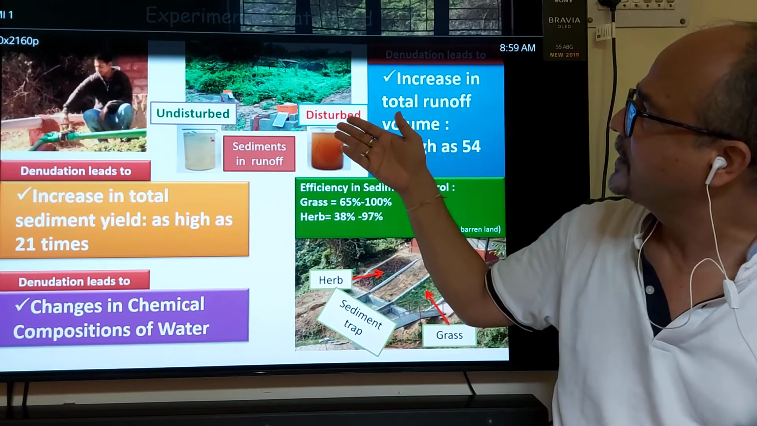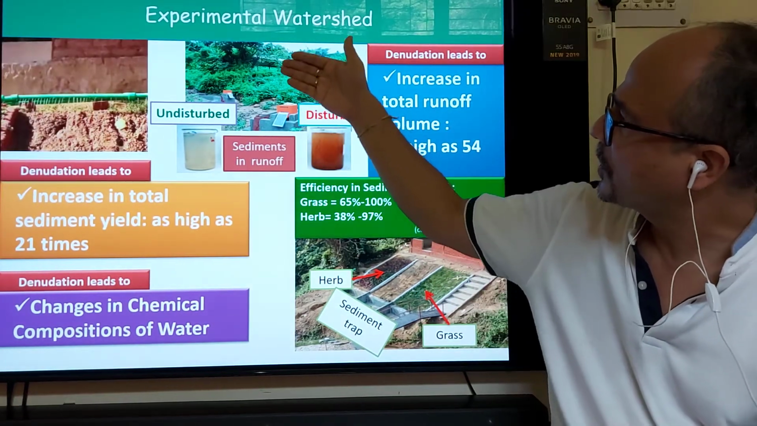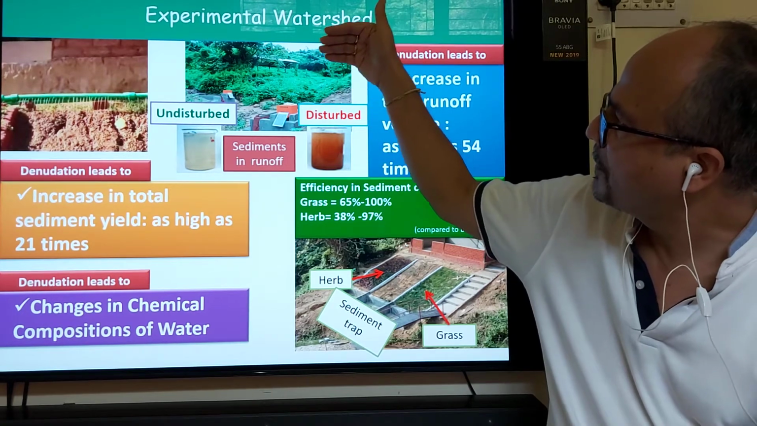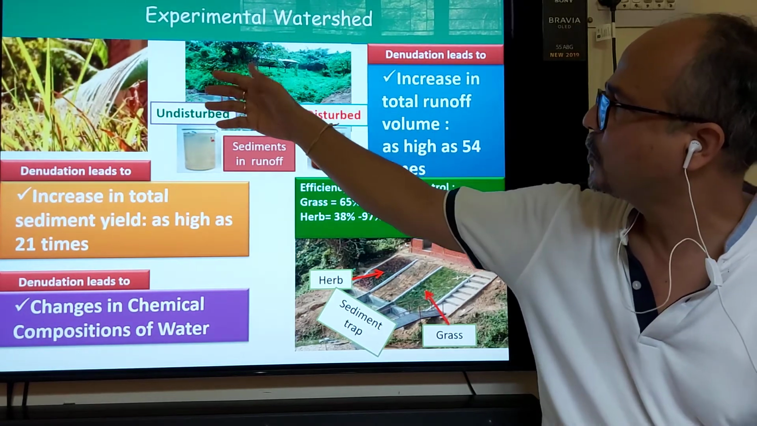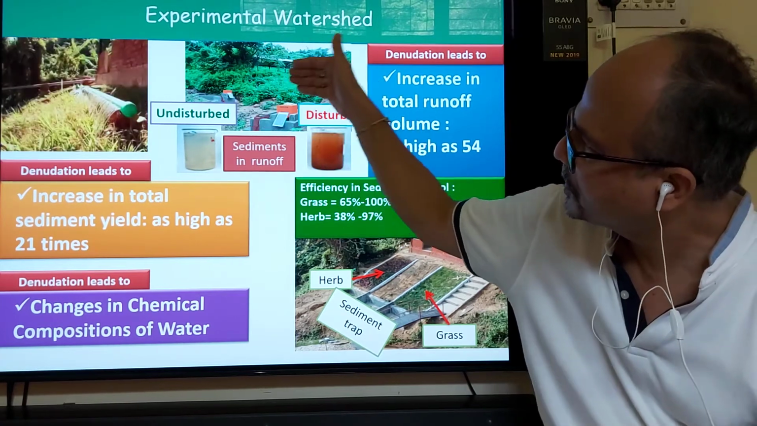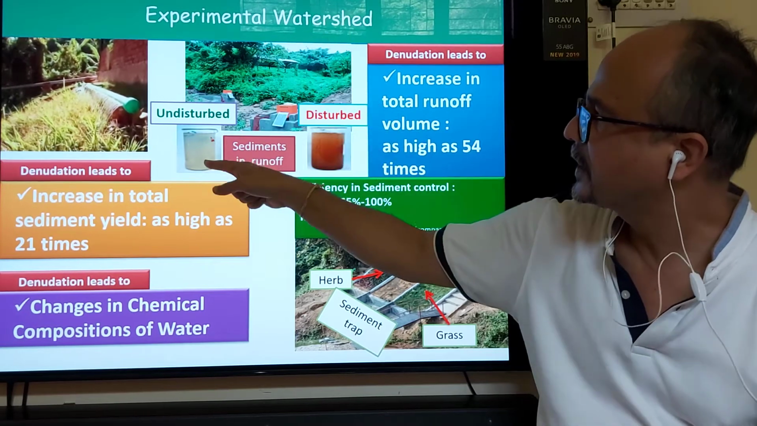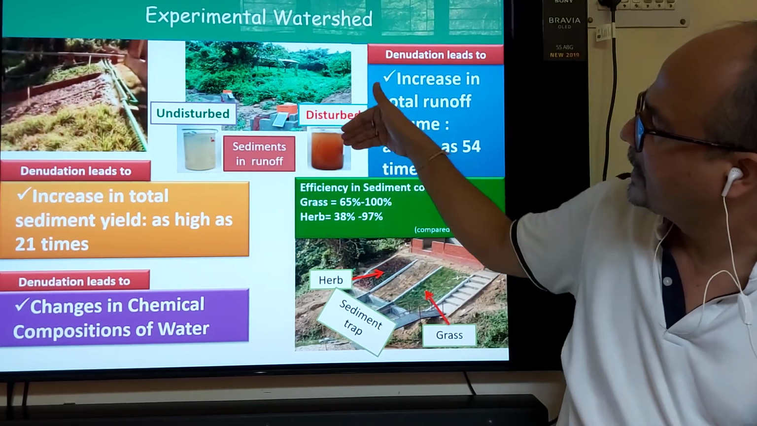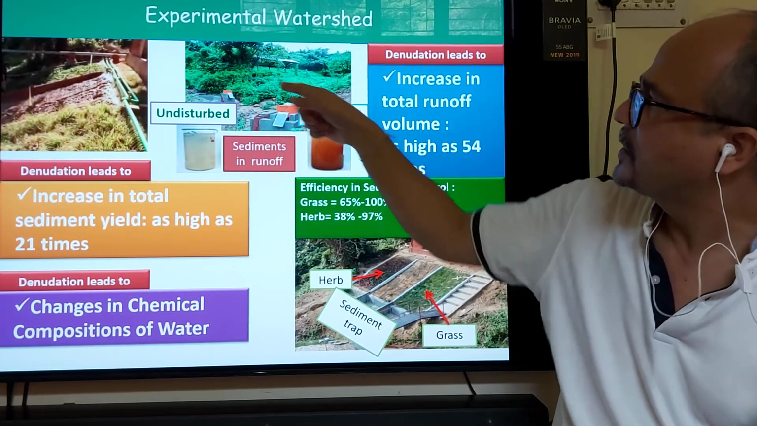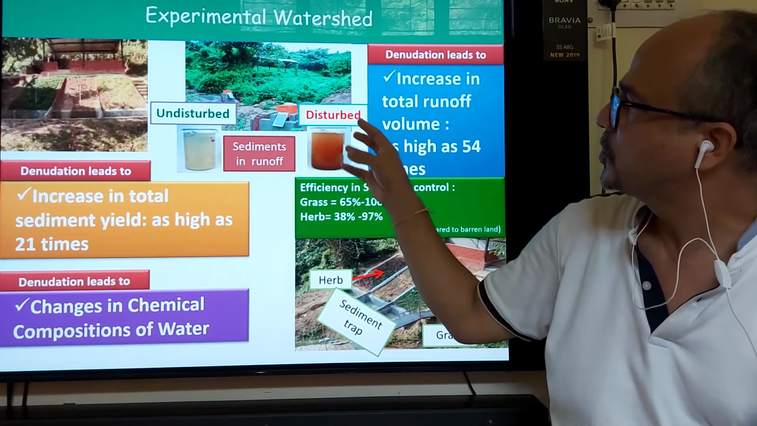As you can see, this is one vegetated watershed where we are maintaining the vegetation, and nearby another watershed we devastated. You can see that from the vegetated watershed, which is undisturbed, though there is a house, with covered vegetation, clean water is coming. But here it is a disturbed watershed, with very highly sediment-ridden water. Two samples were there too. So this is like this.